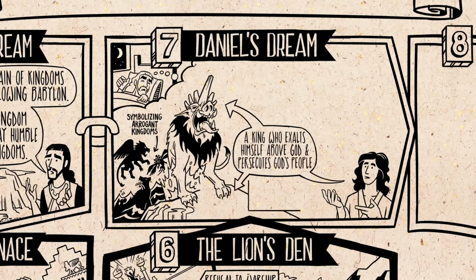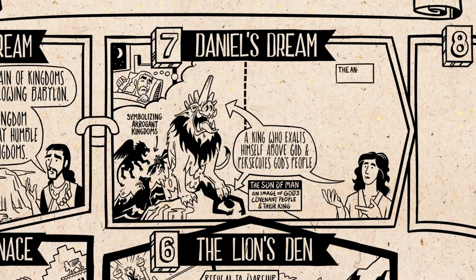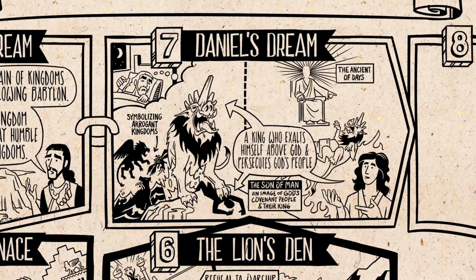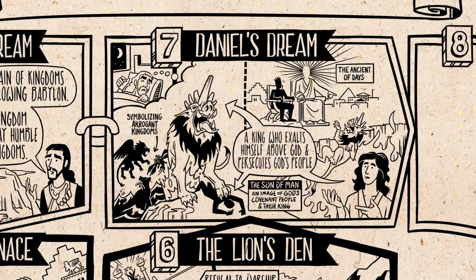Now they are symbolized by a figure called the Son of Man, who's an image for both God's covenant people, but also for their king from the line of David. But then all of a sudden, God, who's called the Ancient of Days, comes and he sets up his throne. He destroys the super beast and he exalts the Son of Man on the clouds, where he comes up to sit at God's right hand and share in God's rule over the nations.